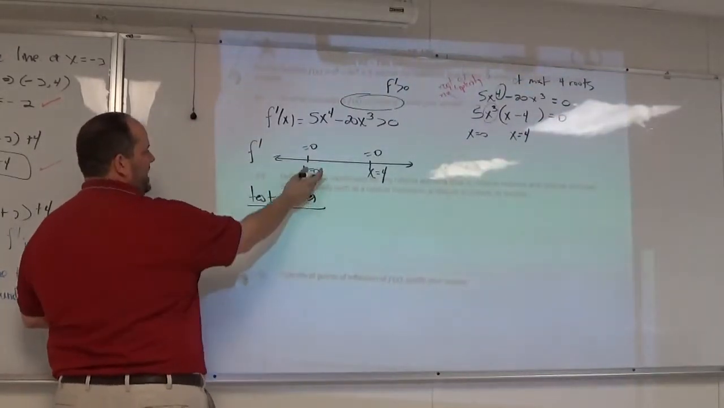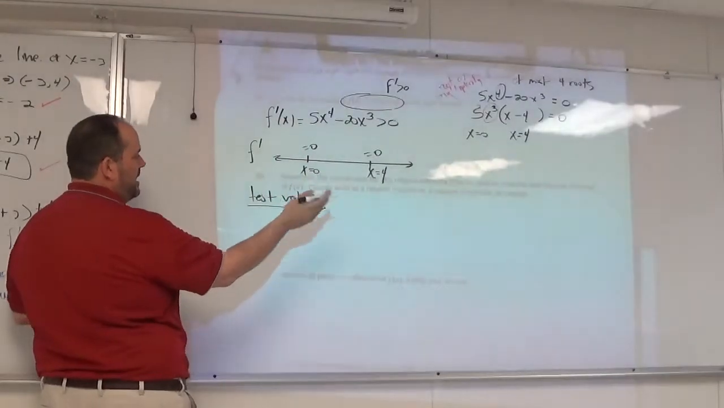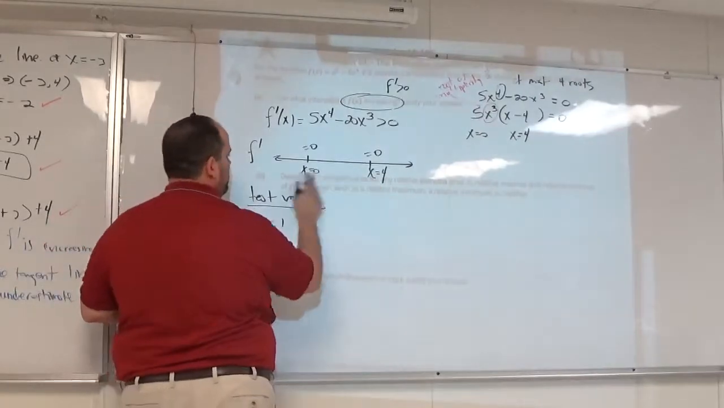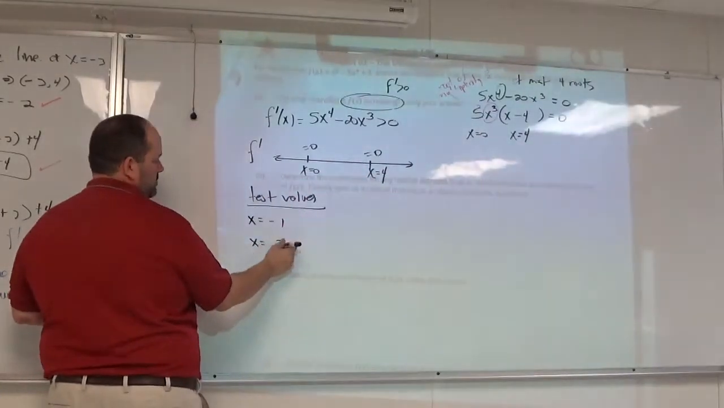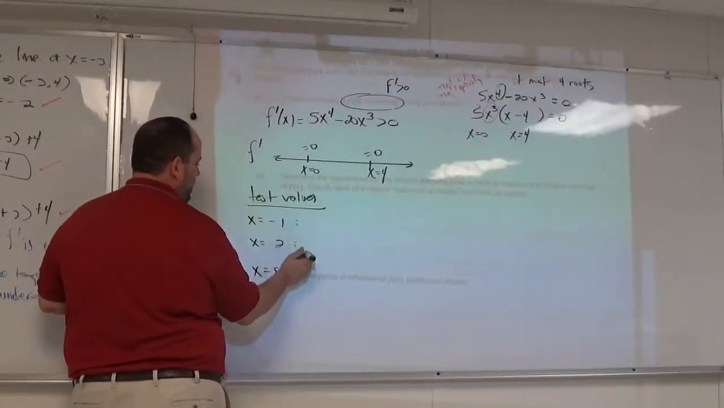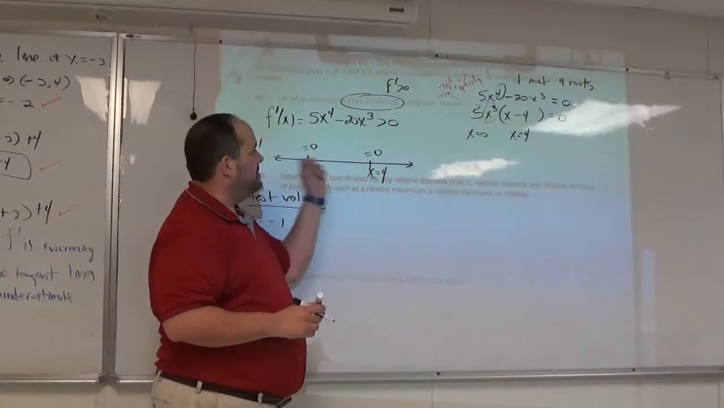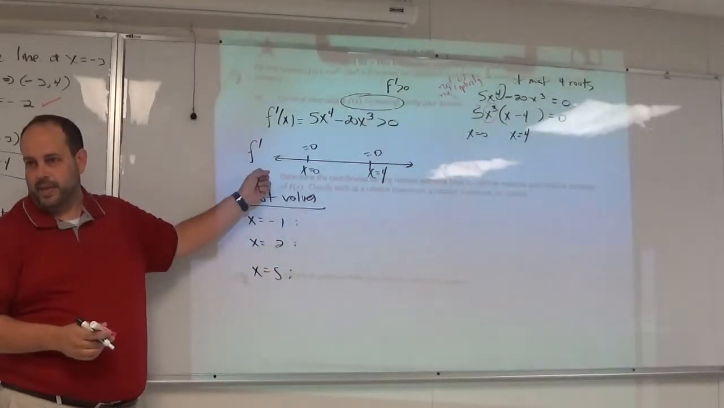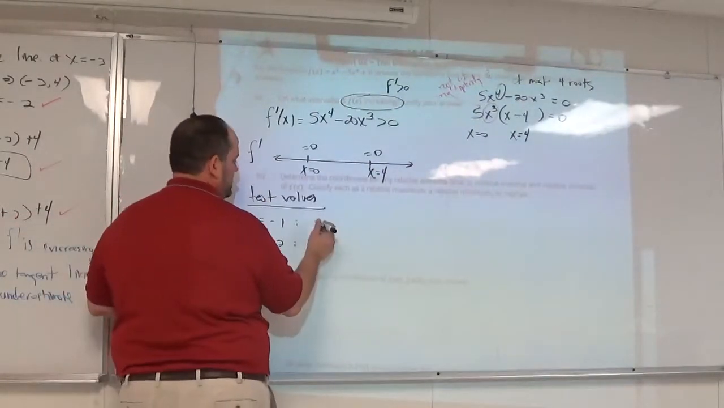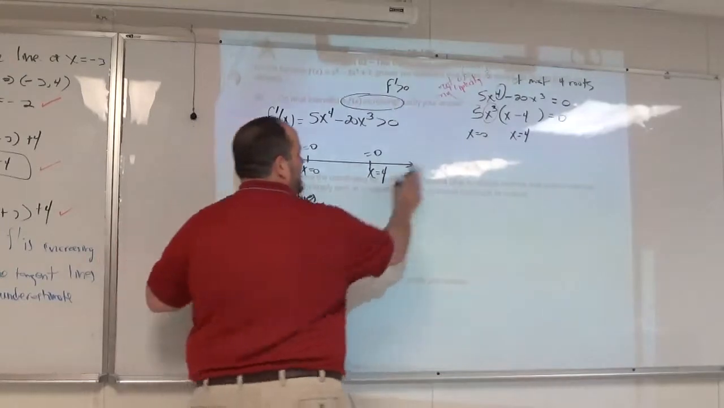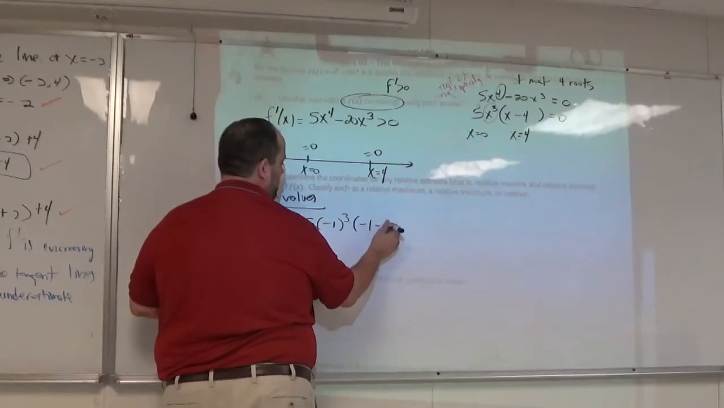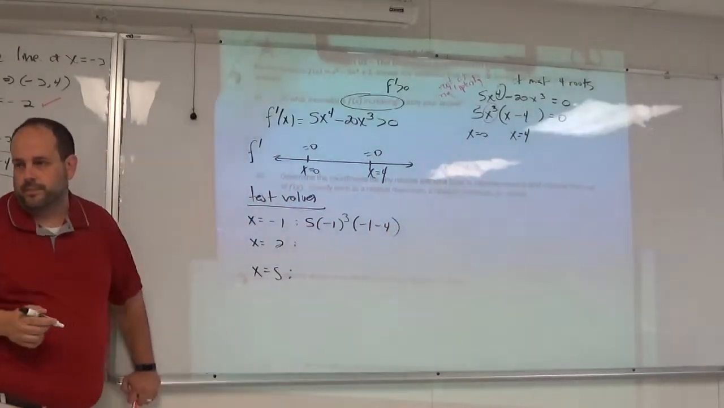You're going to pick a test value to the left of 0, and this is exactly what you did in pre-calc last year. So give me a good number to the left of 0. Negative 1. Give me a good value between 0 and 4. 2. Give me a good value after 4. 5. And we're going to plug them all into f prime to see if we get a positive answer or a negative answer. I know I'm going fast, but you guys did this last year. Plug negative 1 into f prime: 5 times negative 1 cubed times negative 1 minus 4.